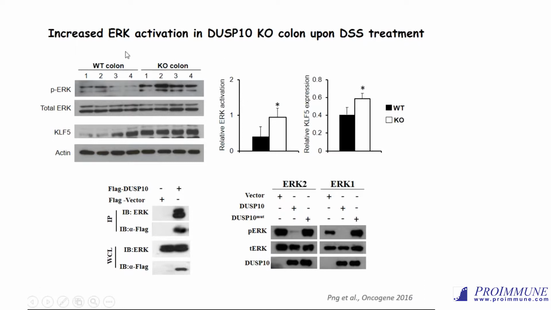So we took the colon from both the wild type and knockout mice to examine the MAPK activation, including P38, JNK, and ERK. We only found increased ERK activation in the knockout colon in response to DSS treatment, as shown here. We also found that a molecule known as KLF5, which is important for epithelial proliferation, also had increased expression, and it has been shown that this is an ERK target gene. So this tells us that DUSP10 is an ERK phosphatase in the colon.